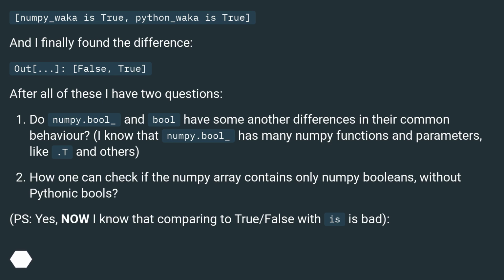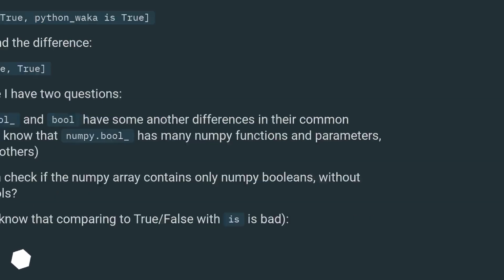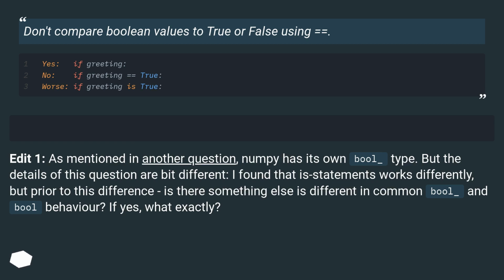After all of this I have two questions. Do numpy.bool_ and bool have some other differences in their common behavior? I know that numpy.bool_ has many numpy functions and parameters, like .T, and others. How can one check if a numpy array contains only numpy booleans, without Pythonic bools? PS: yes, now I know that comparing to True/False with is is bad. Don't compare boolean values to True or False using ==.